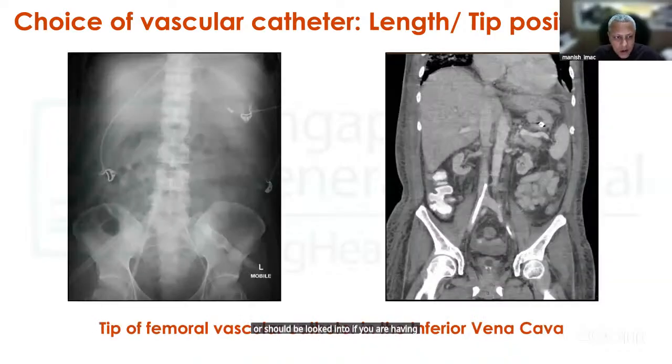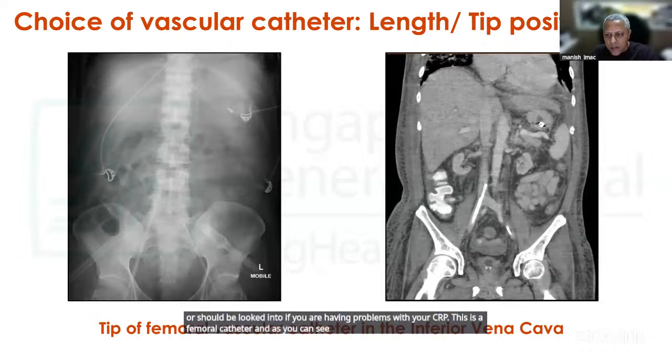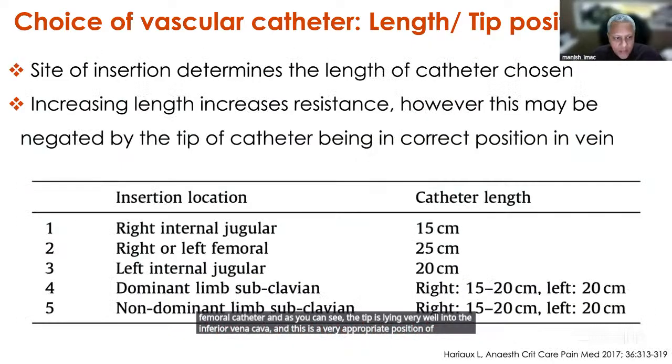This is a femoral catheter, and as you can see, the tip is lying very well into the inferior vena cava, and this is a very appropriate position of a femoral catheter. So based on these are the lengths that I have suggested to you.